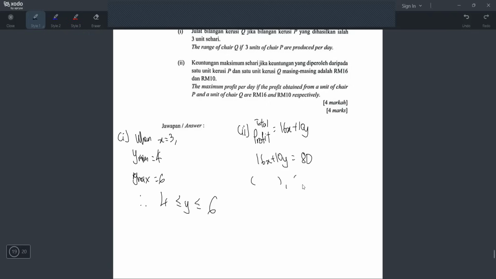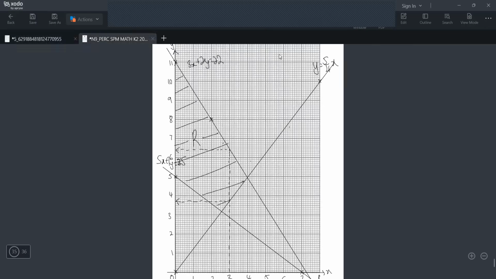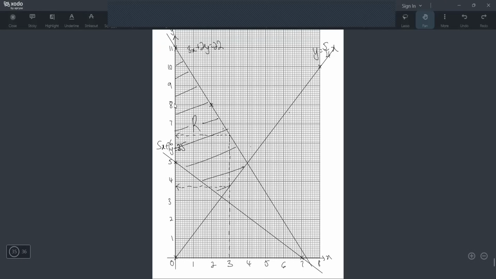And now what you do is you will cari point and plot this straight line in the graph. So it's find points lah. X0, Y0. So if x is 0, 80 divide 10 is 8. If y is 0, 80 divide 16 is 5. So now you plot this point (0, 8) and (5, 0) in the graph. Right? So where (0, 8), I think it's here. Okay. And then (5, 0), I think it's here.